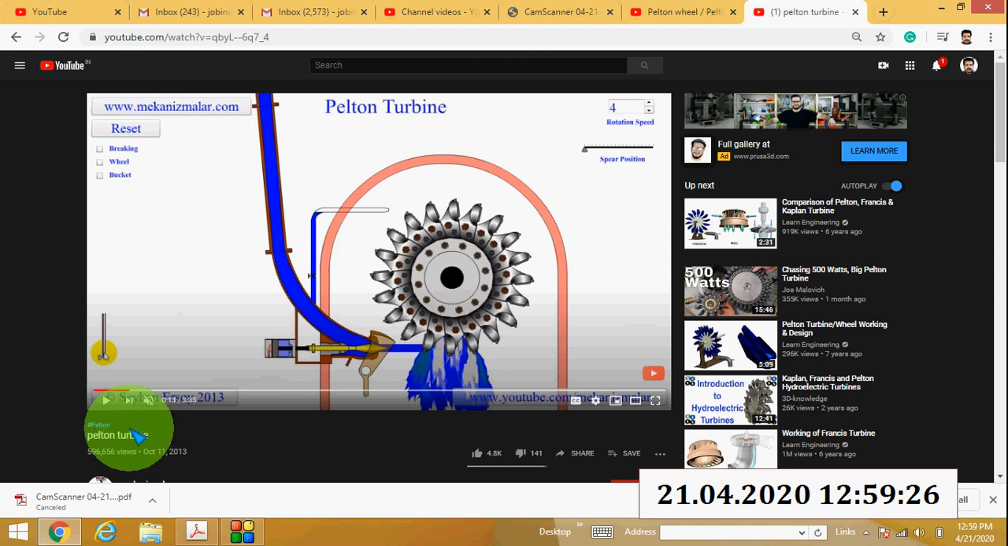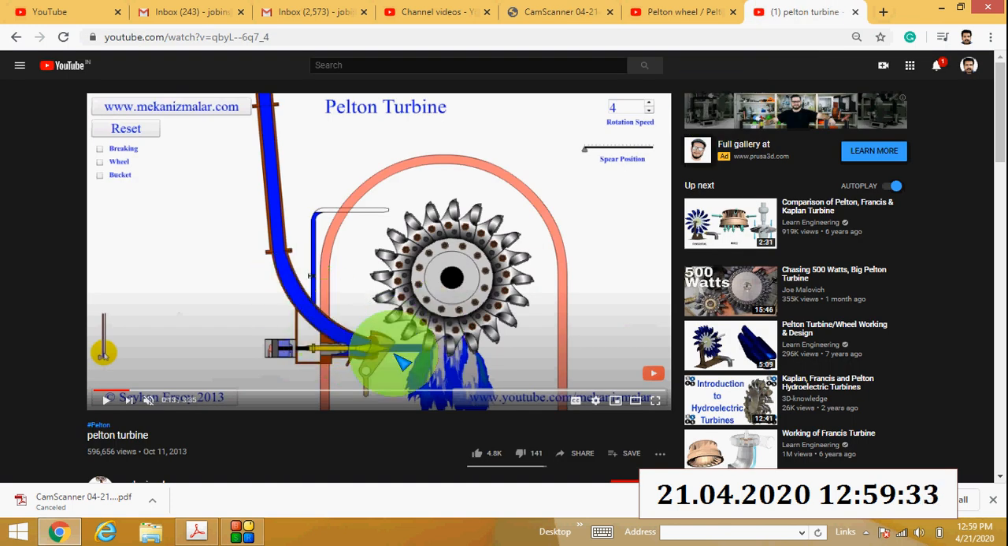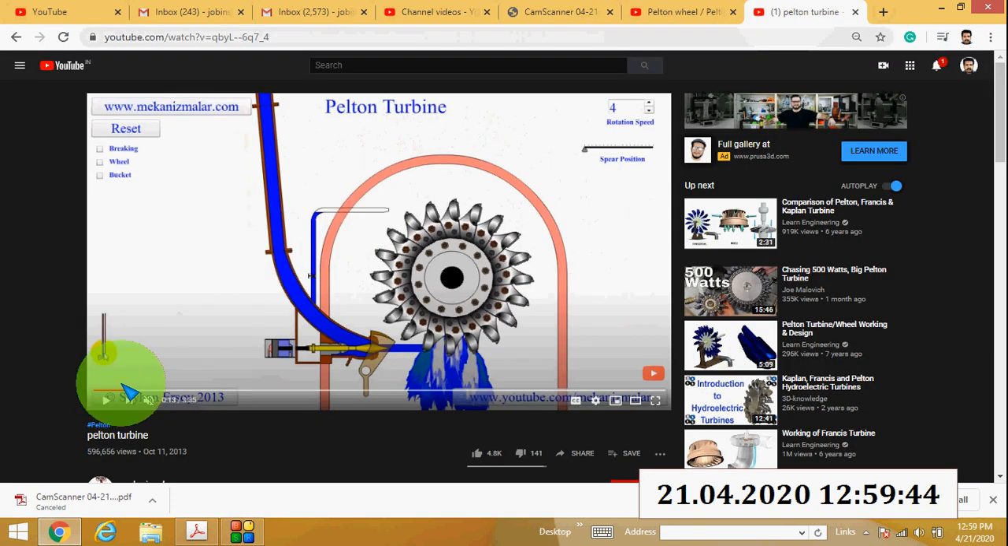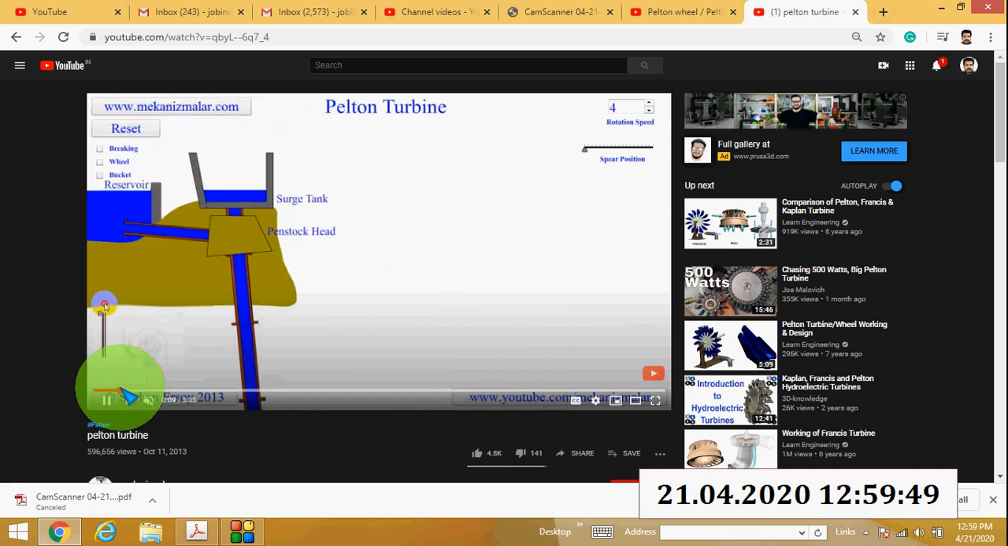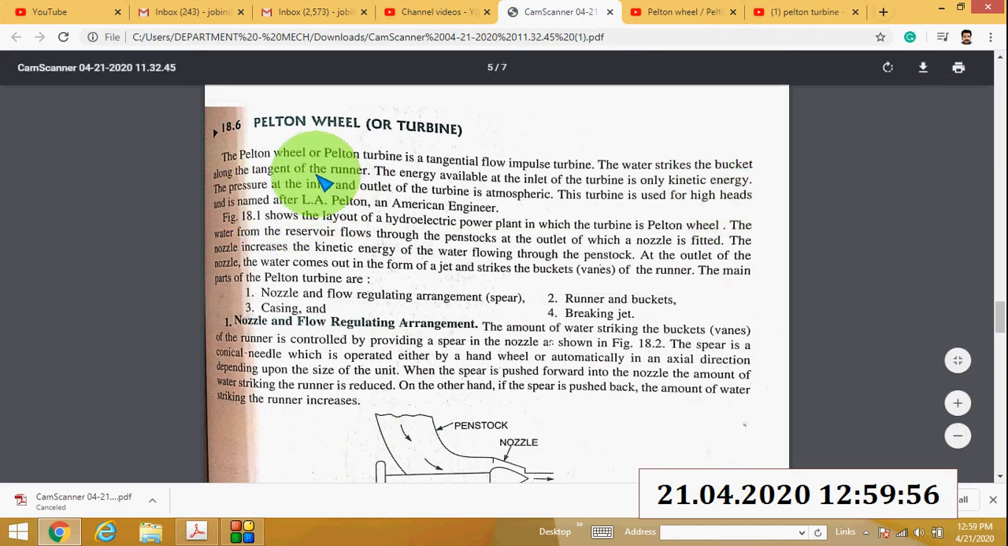The water strikes the bucket along the tangent of the runner. You can see this is the water, and this water strikes the buckets of the runner tangent to the runner. So it is called a tangential flow turbine. Once again I will play; you can see the water strikes the bucket along the tangent of the runner. Then it is called a tangential flow turbine.